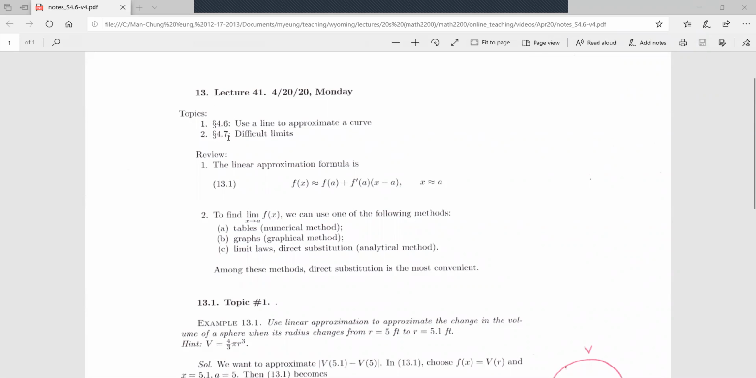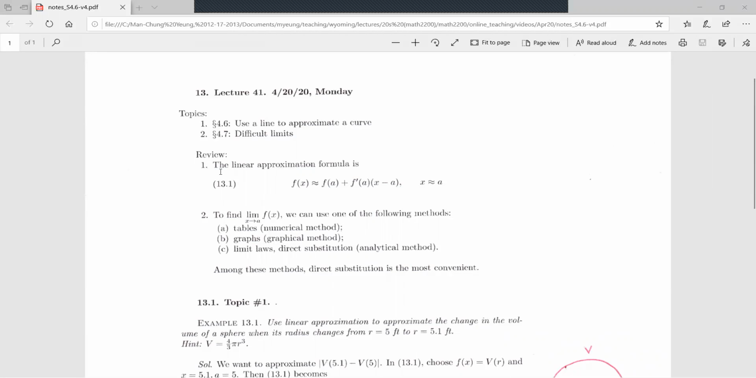Today, we studied these two topics. In section 4.6, I want to show you two more examples. These two examples are about applications of linear approximation. Then in section 4.7, we will study how to use derivatives to compute difficult limits. Take a review.